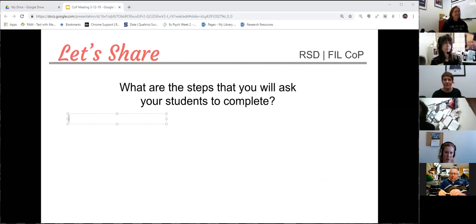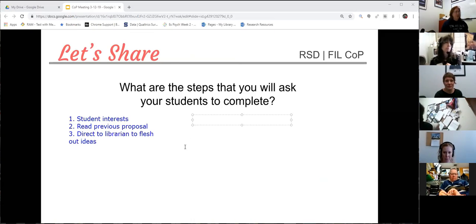I guess I usually start off with what they're interested in, what type of research, in the context of the research team. And then I ask them, A, to read a previous proposal or why they're interested in that area, and hopefully meet or do some background literature. But more and more, I'm directing them to Hans, the librarian I work with, and just say, go meet with this individual to flesh out some of your ideas. Who else wants to share?